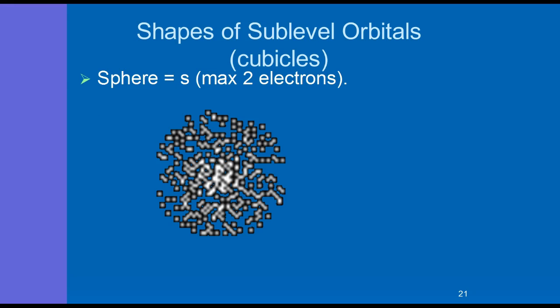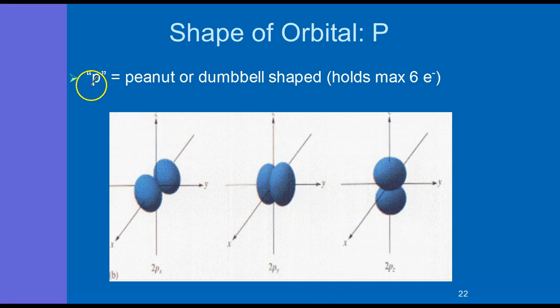Now the shapes of the sublevels, or the orbitals. The S sublevel is a sphere. It's convenient that S and sphere both start with S. And it can hold a max of 2 electrons. If we move to the P, you could say peanut or dumbbell. It holds a max of 6 electrons.